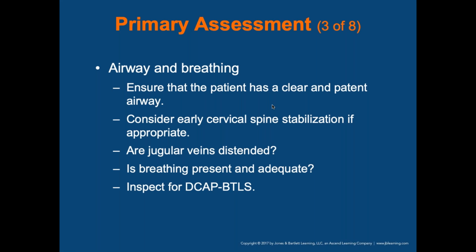We look for airway and breathing as well, and ensure the patient has a clear and patent airway. We're going to consider early cervical spine stabilization if appropriate. Again, are the jugular veins distended? We need to look for that. Is breathing present and adequate? If it's not, we need to fix it. We're going to inspect for DCAP-BTLS: the deformities, contusions, abrasions, punctures and penetrations, burns, tenderness, lacerations, swelling. DCAP-BTLS.